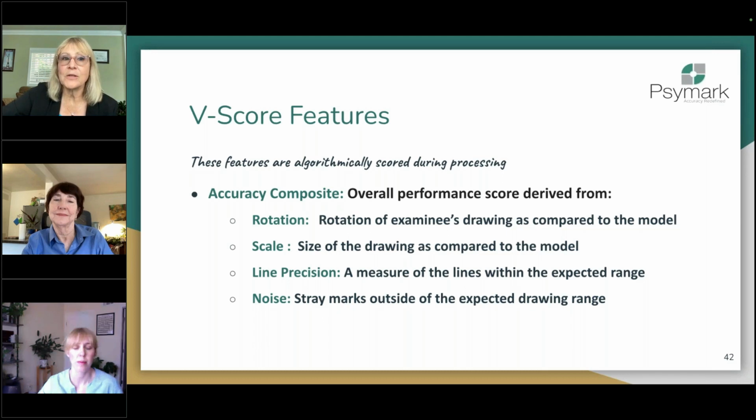So here are the V-scores that we have on the Psymark app. It provides an accuracy composite, which is the overall performance score, and it's derived from these subtests: rotation, which is the rotation of the examinee's drawing as compared to the model. Sometimes it's called orientation; we call it rotation. Also, scale. Scale refers to sizing of the drawing as compared to the model. Is it bigger? Is it smaller? Line precision is a measure of the lines within the expected range, where we expect the lines to be, basically. And noise are stray lines outside of the expected range. Next slide.